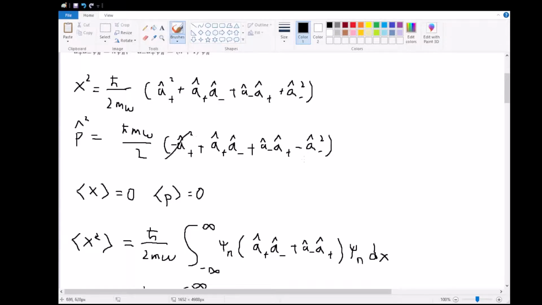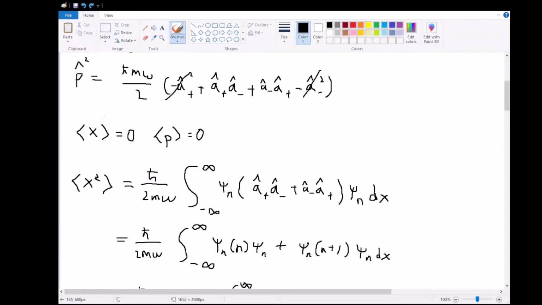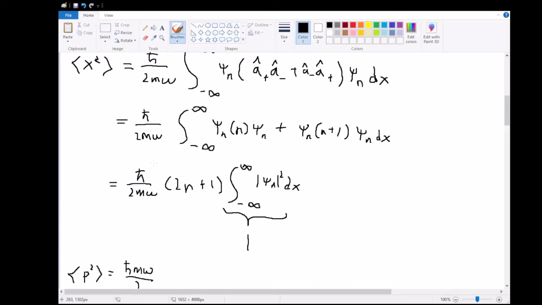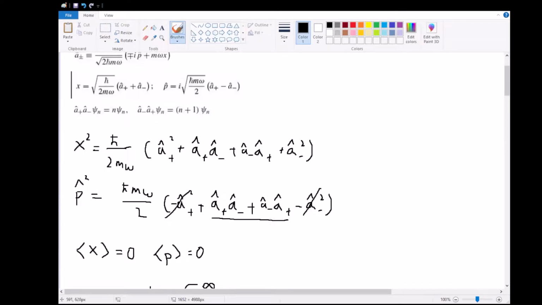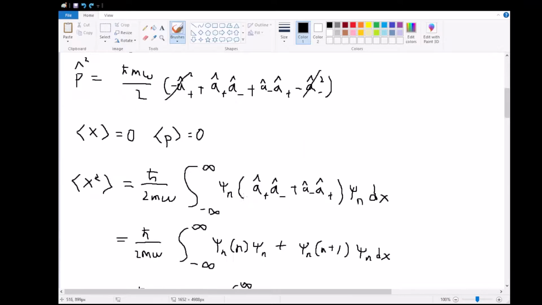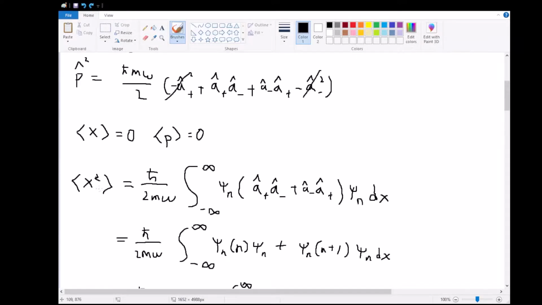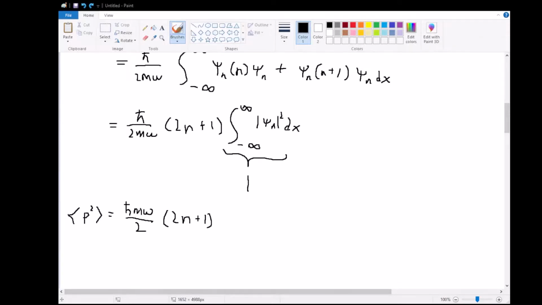And if we're ignoring the a hat plus and a hat minus terms, then this is exactly identical to the x squared. So in reality, this is just equal to the same constant at the front, h bar m omega over 2. And then this a hat plus a hat minus, a hat minus a hat plus thing gets evaluated in the exact same way as we did in x. So this is just going to give us the same term of 2n plus 1, and then the same integral as above, which evaluates to 1 again. And thus, we have the expectation values of x squared and p squared, respectively.